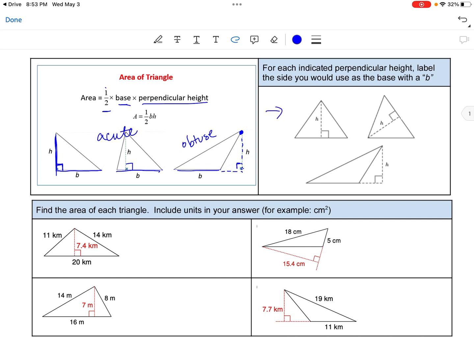So for each of these, you are going to figure out which side we would use as the base. You don't always have to use the bottom as the base. It just has to be the side that is perpendicular to how you're measuring the height. So here it's simple, that's the base. This one here, the height is perpendicular to this side, so this is going to be our base, our B on that side. And for this one, the height is perpendicular to this side here, so this will be our base.